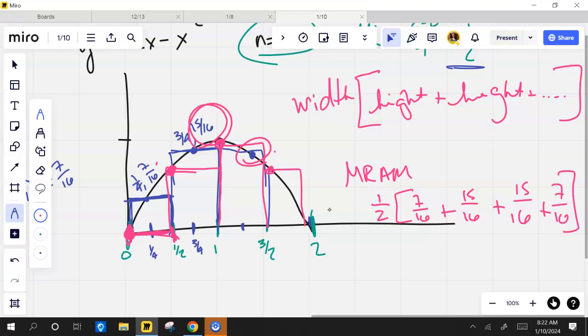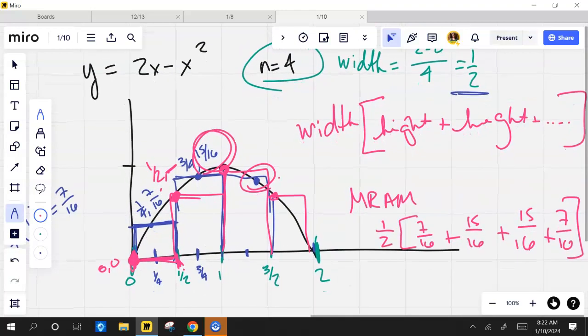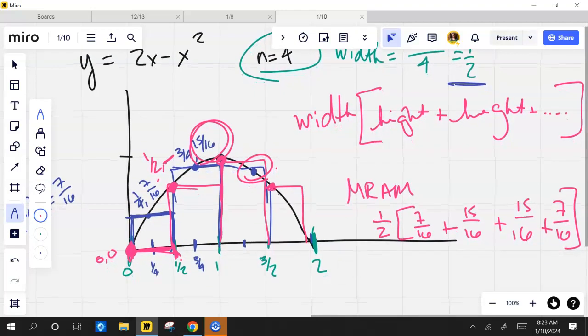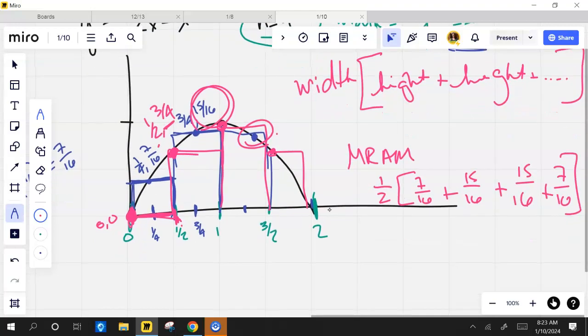LRAM would be, again, using those left points, so this would be the point 0, 0. This point would be 1/2, and then whatever you get when you plug 1/2 in. 1 minus 1/4. What is it? 3/4. So left RAM would be, right, you wouldn't start here. Instead, you start here. Does that make sense to everybody?